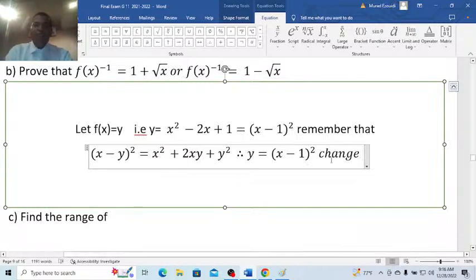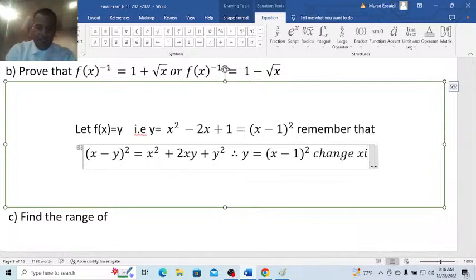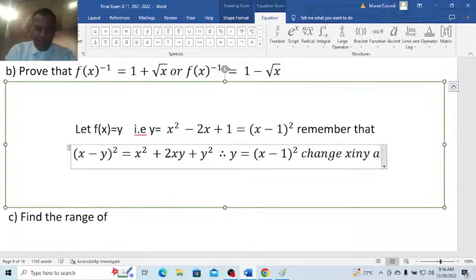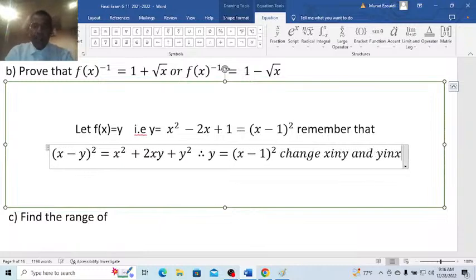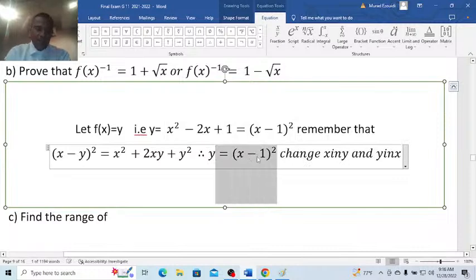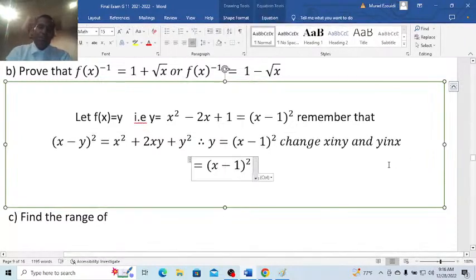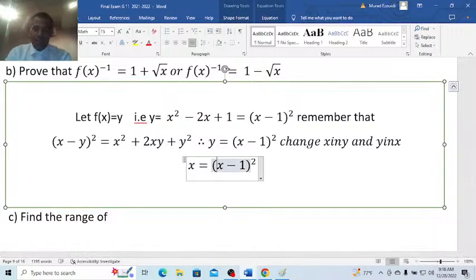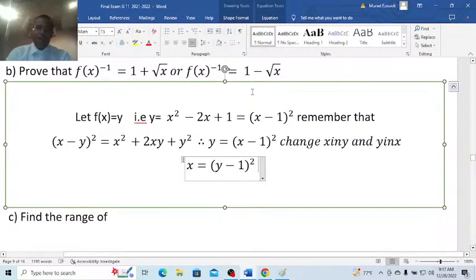Therefore, we are told to change x in y, and y in x. Okay, what does that mean, learners? It means you are going to write this as that. You will just write x equal, this is x, is equal to y minus 1. Okay, now you are going to take roots for both sides.